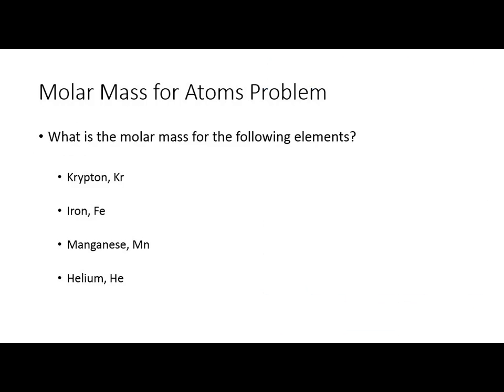So here I have, if you have a periodic table, go ahead and find these: krypton, iron, manganese, and helium. Actually, these 4, I'm pretty sure, made the cut. They are fair game on Thursday's test to be able to know the symbol and the name. So what is the molar mass for each of those elements? And you definitely need a periodic table.